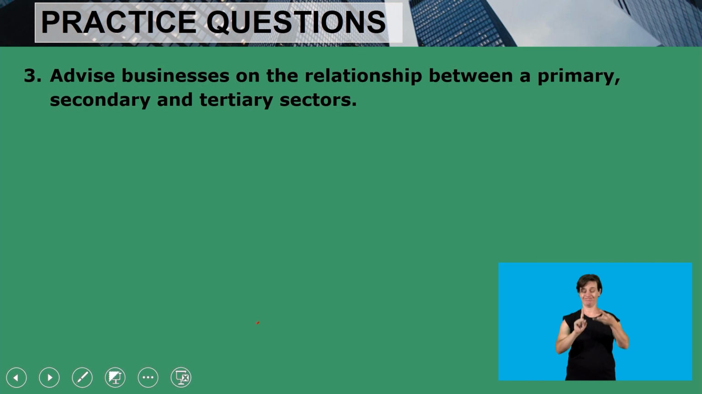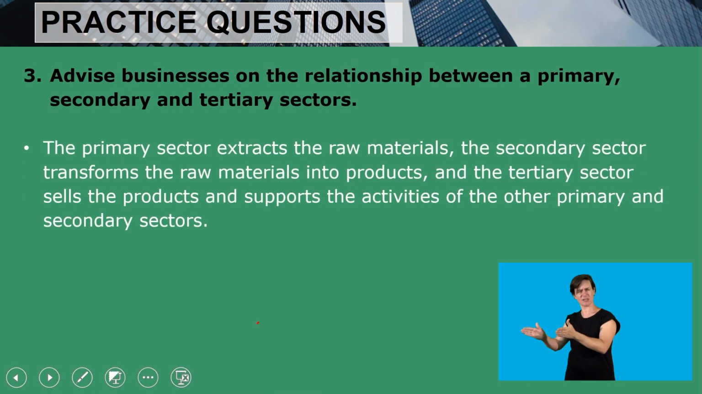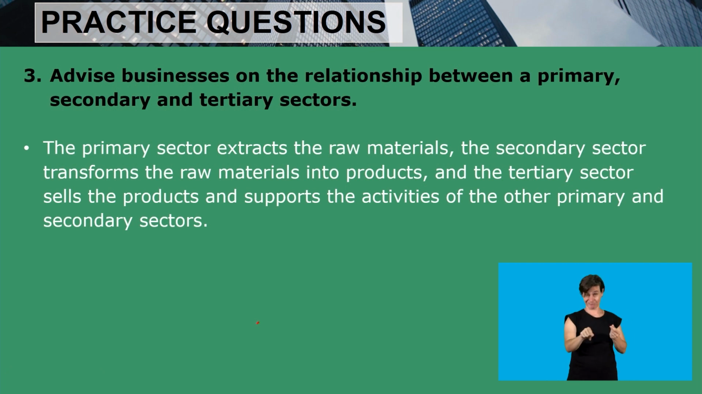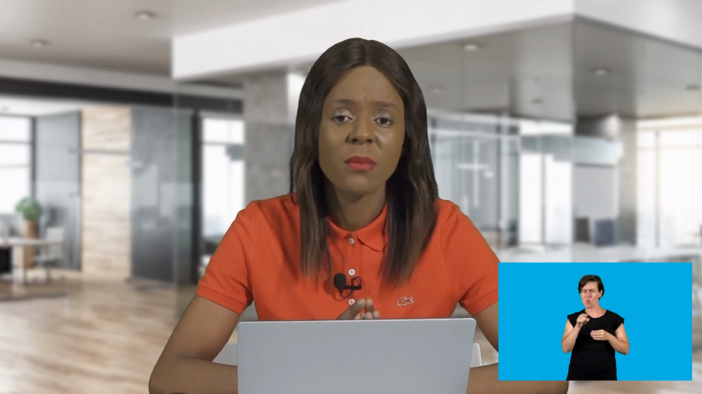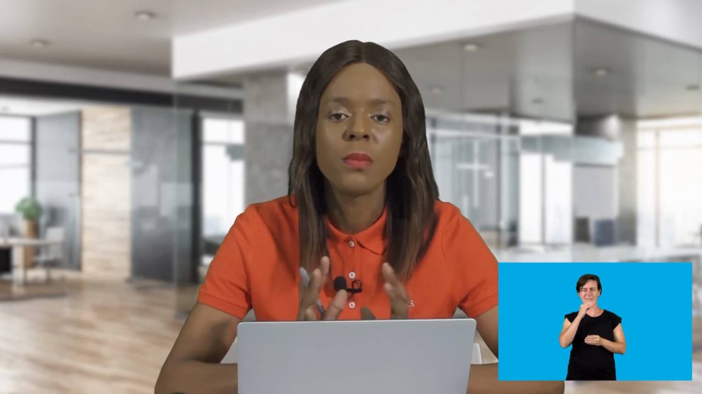Then the third question says, advise businesses on the relationship between the primary, secondary, and tertiary sectors. The primary sector extracts raw materials, the secondary sector transforms the raw materials into products, and the tertiary sector sells products and supports the activities of the primary and secondary sectors. So do not be confused by the term relationship. The relationship has to do with how these businesses link with each other.